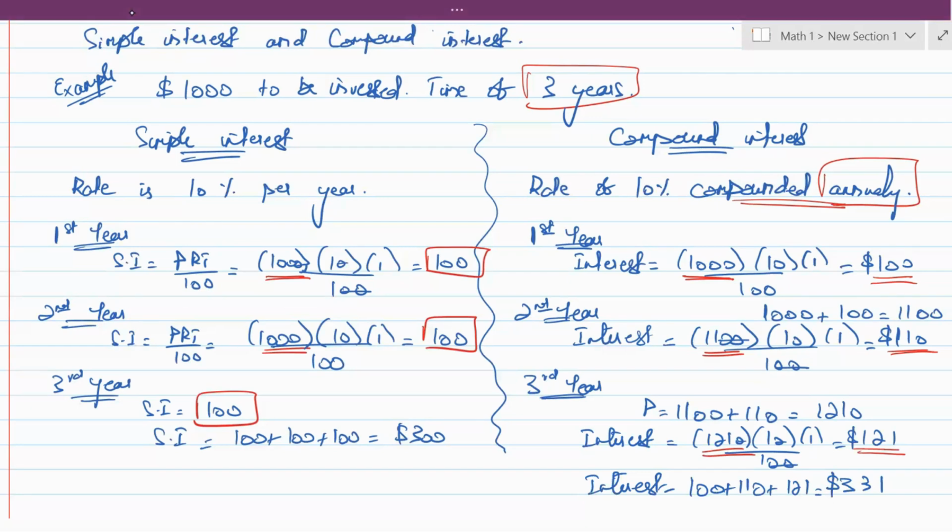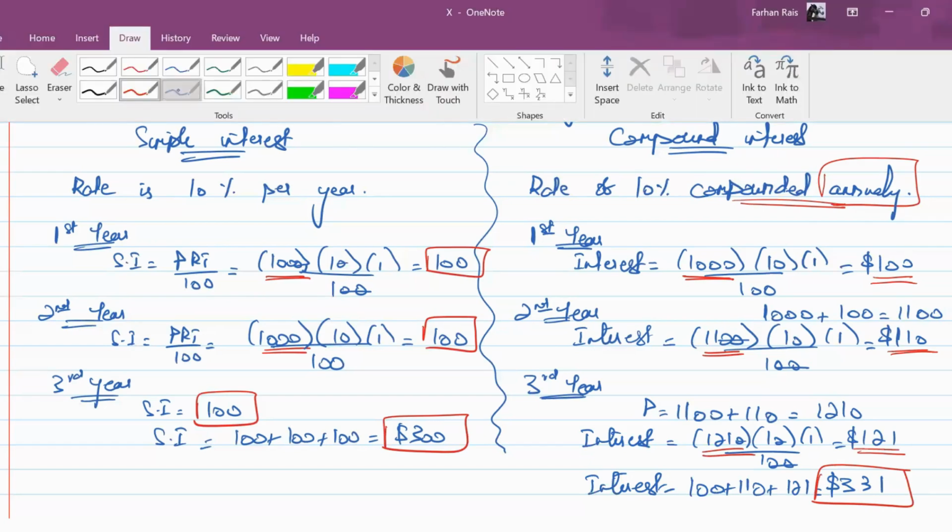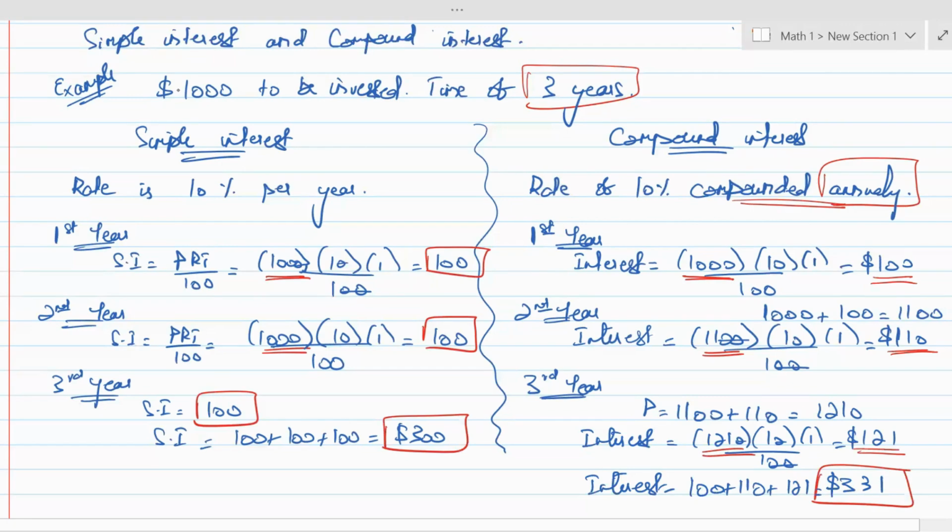Now you can clearly see that compound interest in the end gives us more value, more return, more earning. So this is the reason why banks always charge compound interest. This exercise was just to explain to you the difference between the two scenarios, simple interest and compound interest.